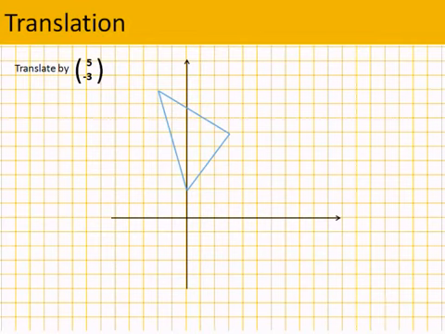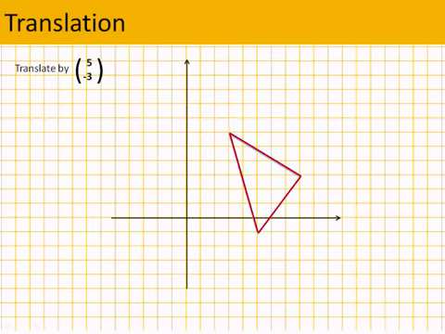Right, translation is just shifting a shape up, down, left or right. So translate this shape by 5, minus 3. The first number, the top number, is the left-right number, so that means it's going to go 5 to the right, and then the second number is the up-down number, so minus 3 means that it's going to go 3 down. So from where it was, each point goes 1, 2, 3, 4, 5 across, and 1, 2, 3 down. Like so.